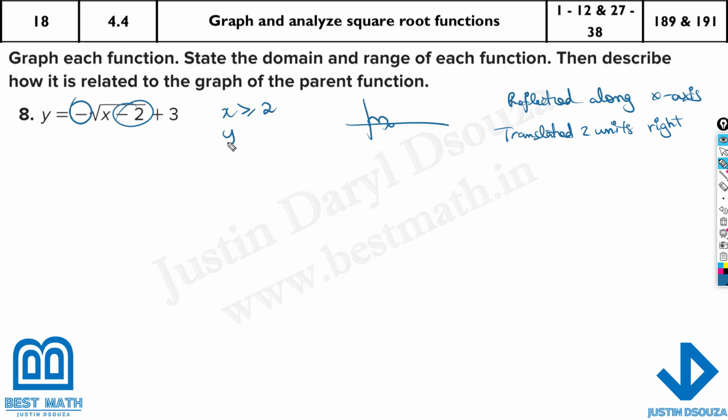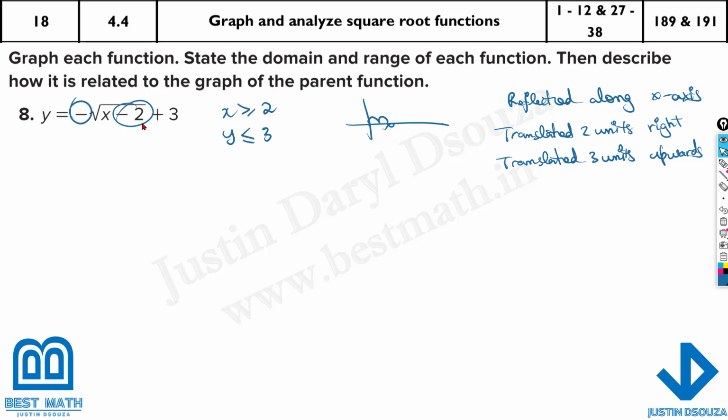And what is the range? y is less than or equal to 3. Why? Because it's plus 3. Now here you need to tell, see this plus 3 means it's going up itself. Translated 3 units upwards, or up you can write. So these are the 3 important things to write. That's it. Now this is about the translation.